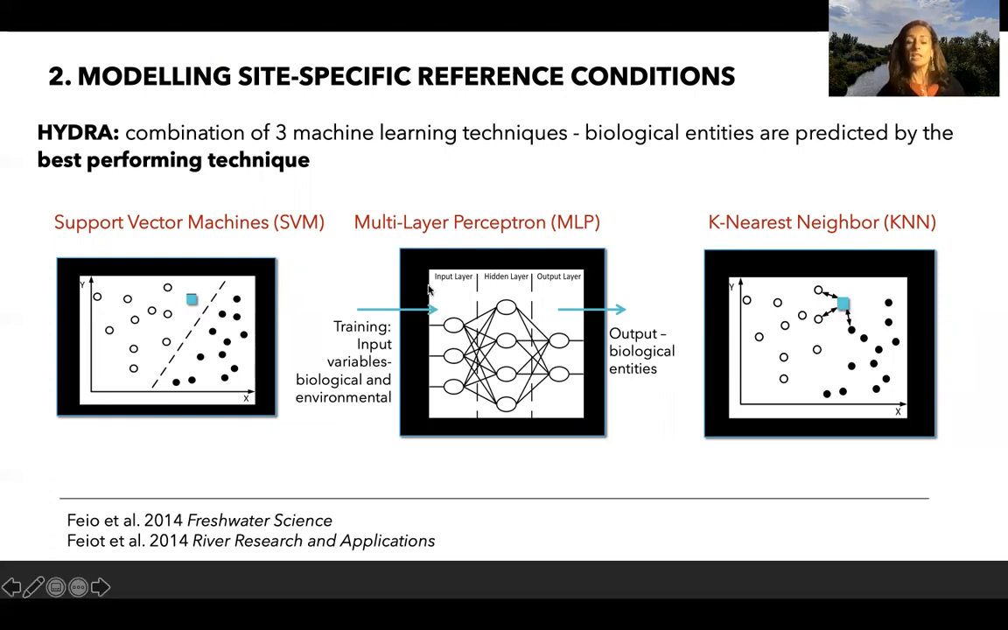In the multi-layer perceptron, we train the model by giving a lot of input information, biological and environmental, and we say, okay, with this biological and environmental data, our output is this output. And so afterwards, we are able to test a different site, and it will give us the adequate predictions in terms of biological entities if the model works well.